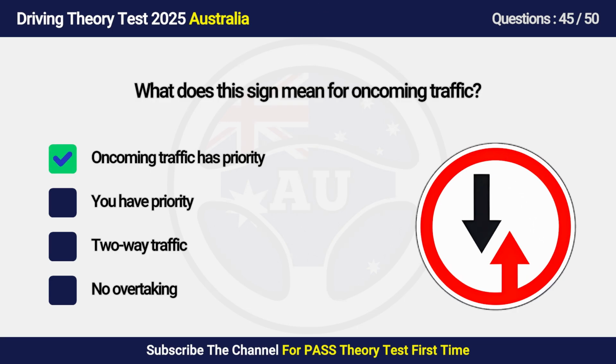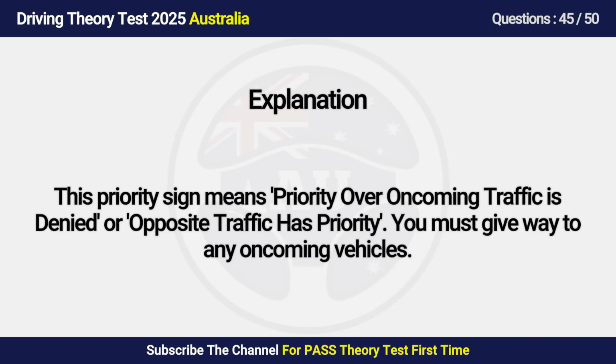Answer is A. Oncoming traffic has priority. This priority sign means opposite traffic has priority. You must give way to any oncoming vehicles.